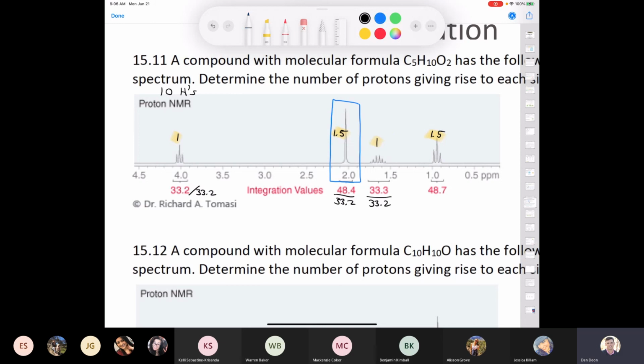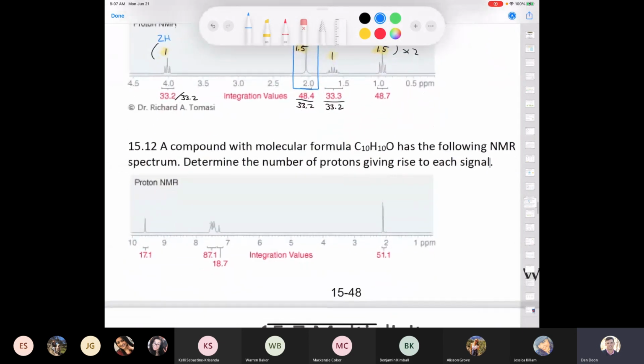Because they said, well, look, if I add 1, 1.5, and 1 and 1.5, what do I get? I get 5. 5 is half of 10. So if I multiply everything here by 2, then it tells me that this must represent 2 protons, this must represent 3, this must represent 2, and this must represent 3. That is it. If you understood that, you, my friend, understand integration, okay? The problems are not going to get much more difficult than that with respect to just integration.